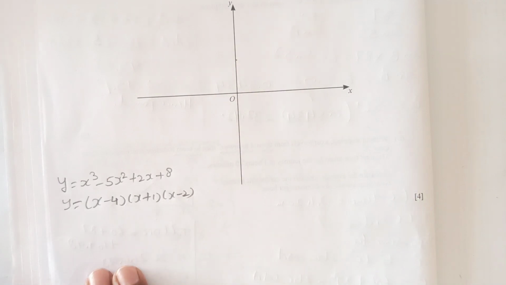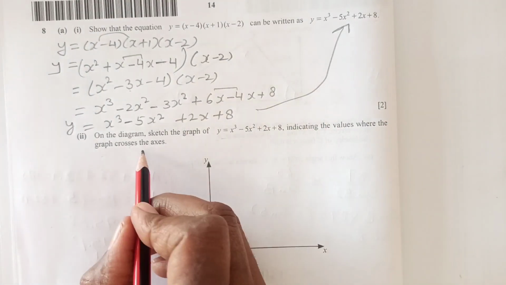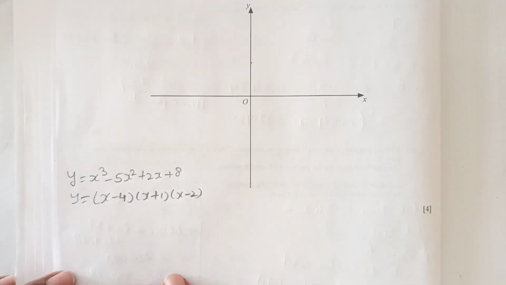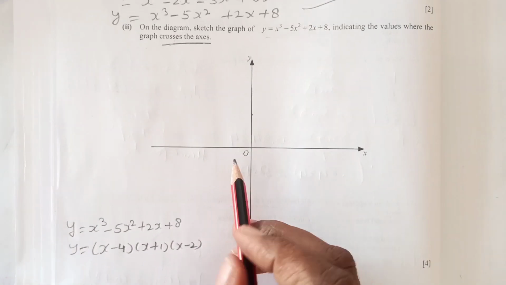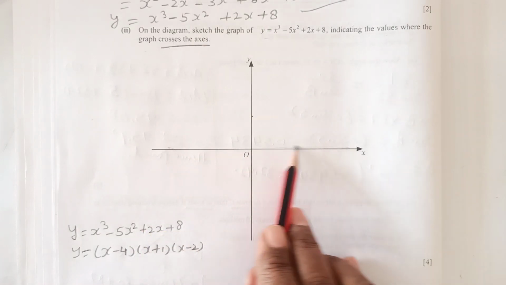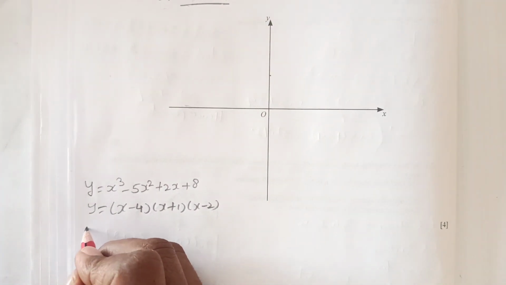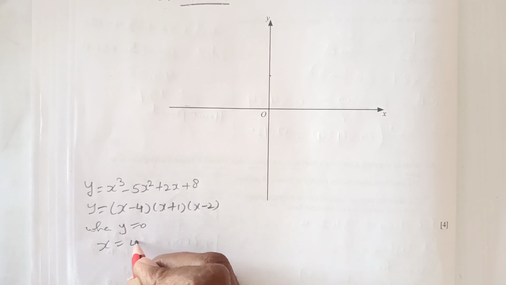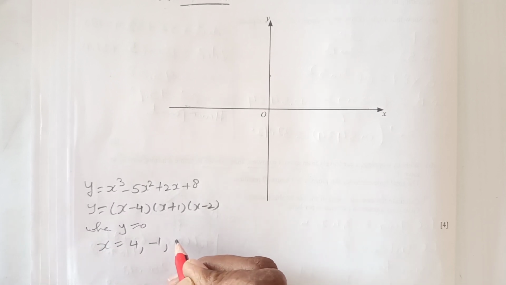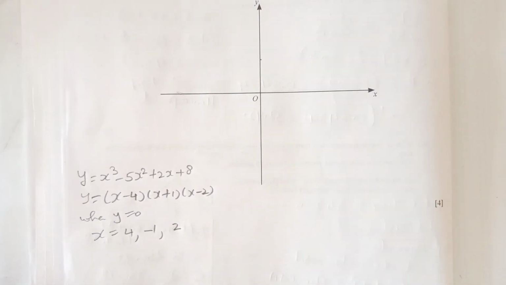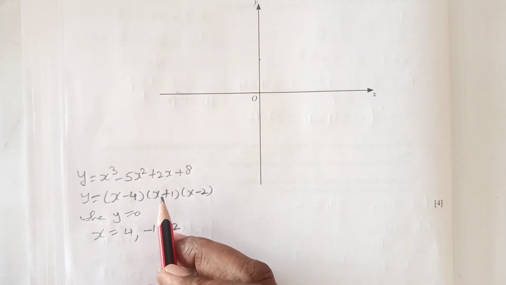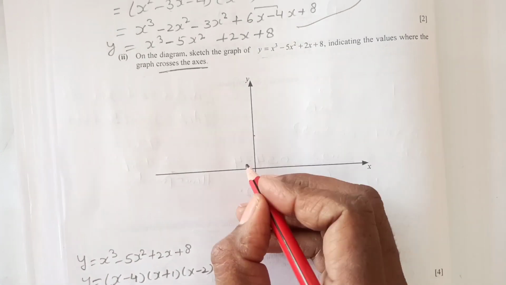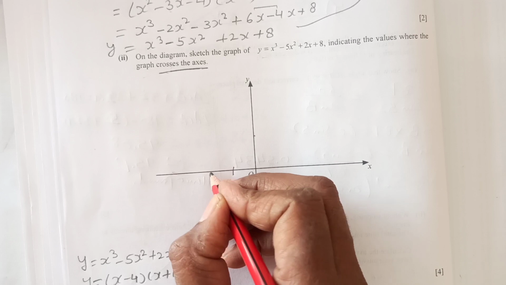Now the question is where the graph crosses the x-axis. So crosses the axis means when y is 0. If y is 0, it is going to cross this x-axis. So when y is 0, x is going to be 4, from here minus 1 and 2. So we have got the 3 points here: x is 4, negative 1 and 2. So that means this graph is going to touch the line at these points.